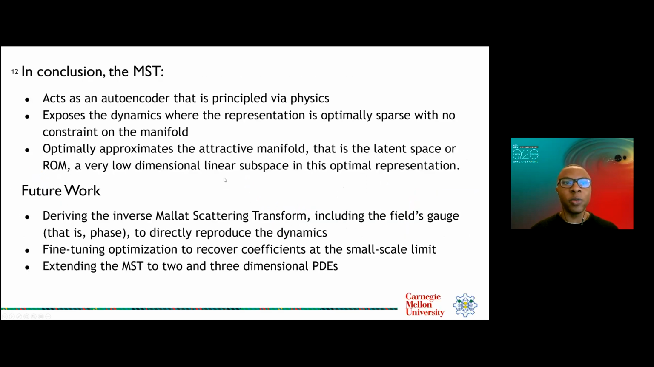So in conclusion, the MST acts as an autoencoder that's principled via physics, as we've shown earlier. It exposes the dynamics, and the representation is optimally sparse with no constraints on the manifolds. And finally, it optimally approximates the attractive manifolds or latent space in a very low dimensional subspace, which is the optimal representation in this case.